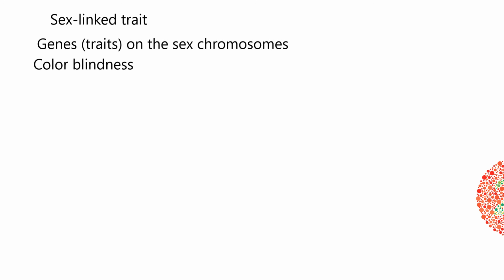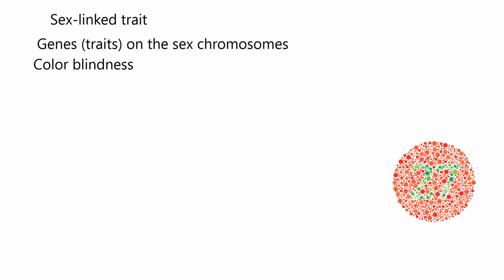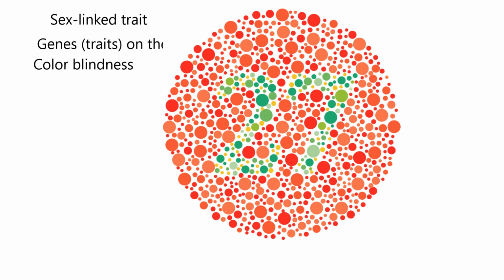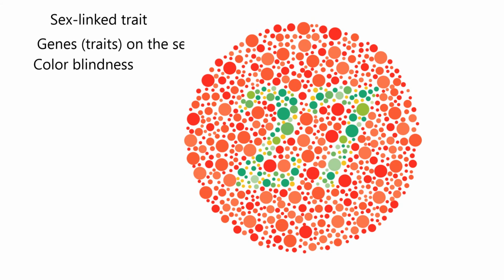And then hemophilia, definitely an X-linked trait, way more often expressed in the male because the male only has one X chromosome. Let me show you my illustration for the color blindness though. There's a number in here. If you're colorblind, if you have a red-green color blindness, you might not be able to read the number. Good luck with that.